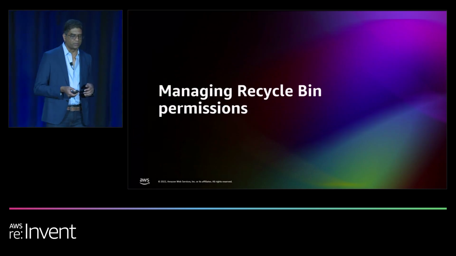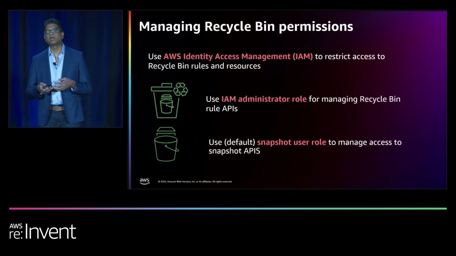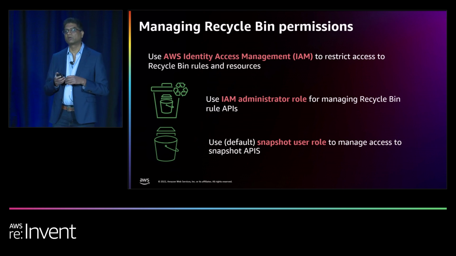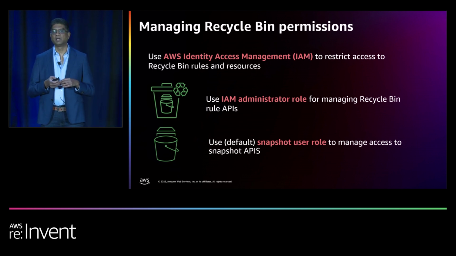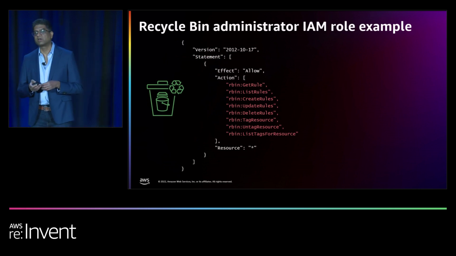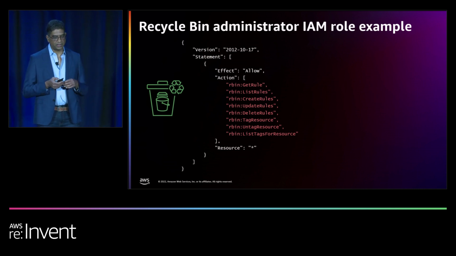Now let's take a look at managing permissions in Recycle Bin. As I said earlier, now we've created IAM permissions so that you can create a new IAM administrator role. Let's call it Recycle Bin IAM administrator role. And you could give that particular role permissions as to what Recycle Bin retention rule APIs the user has access to, or what other APIs that are relevant to Recycle Bin the user has access to. Now, this role could be different from the Snapshot user role that typically has access to the Snapshot APIs like create snapshot, et cetera. So for example, here I have a Recycle Bin IAM administrator that has essentially permissions to all of the Recycle Bin rule APIs, whether that's create rule, update rule, or delete rule, et cetera.